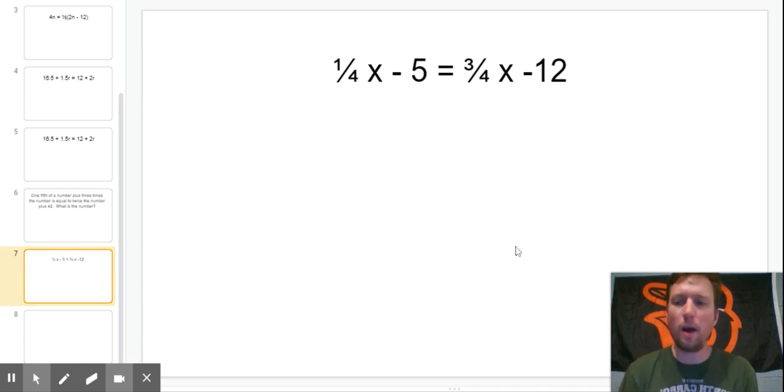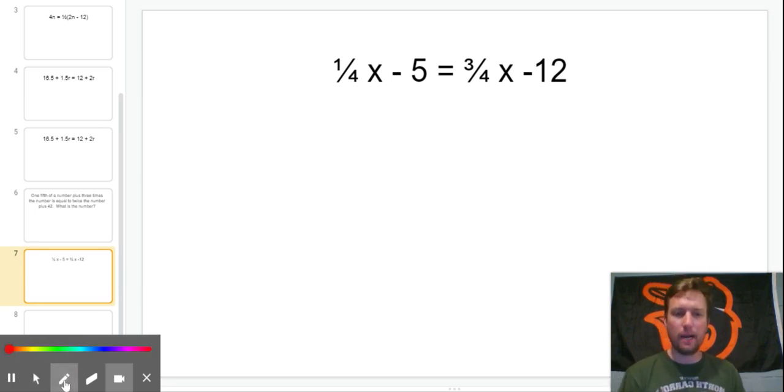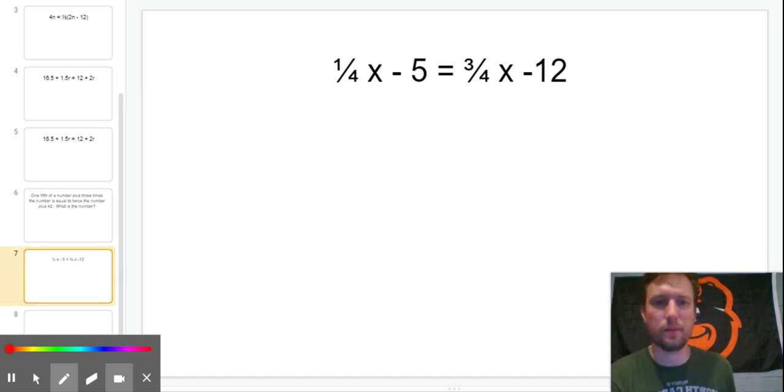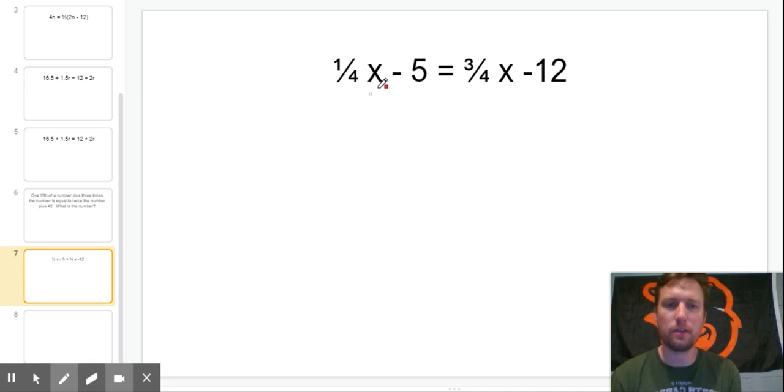So I'm looking at this problem, and I see 1/4 x minus 5 equals 3/4 x minus 12. So again, what I'm trying to do is I'm trying to get my variables together and my constant terms together. So the first thing that I do is I see a variable on either side of the equal sign. If that's the case, I can always subtract the smaller coefficient in front of the variable.